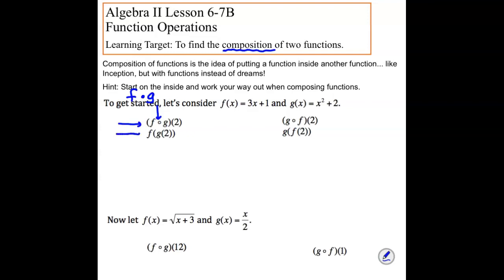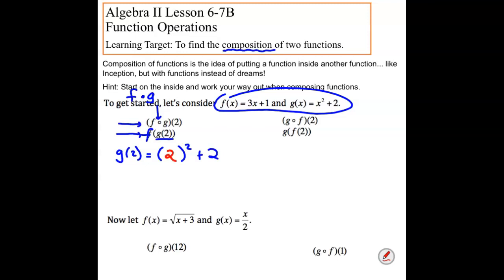Now, I want you to get in the habit of rewriting it like the second notation. These are equivalent, but the second one is going to be a little clearer in terms of what we're supposed to do. So it's telling us to find g of 2 and then take that answer and plug it into function f. Okay, so looking at our first given functions here, g is x squared plus 2. So if we find g of 2, we're taking this x squared plus 2 and substituting a 2 in place of our x. Okay? Well, 2 squared is 4 and 4 plus 2 would give us a 6. So g of 2 is 6.